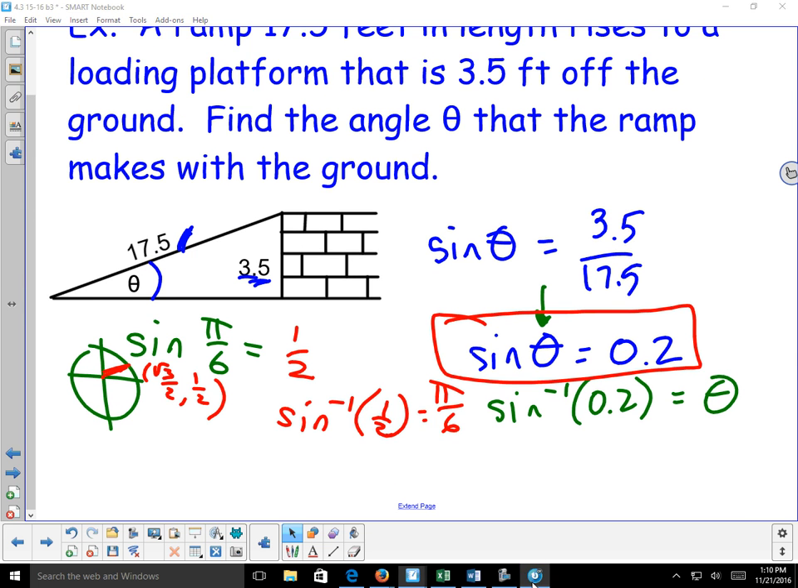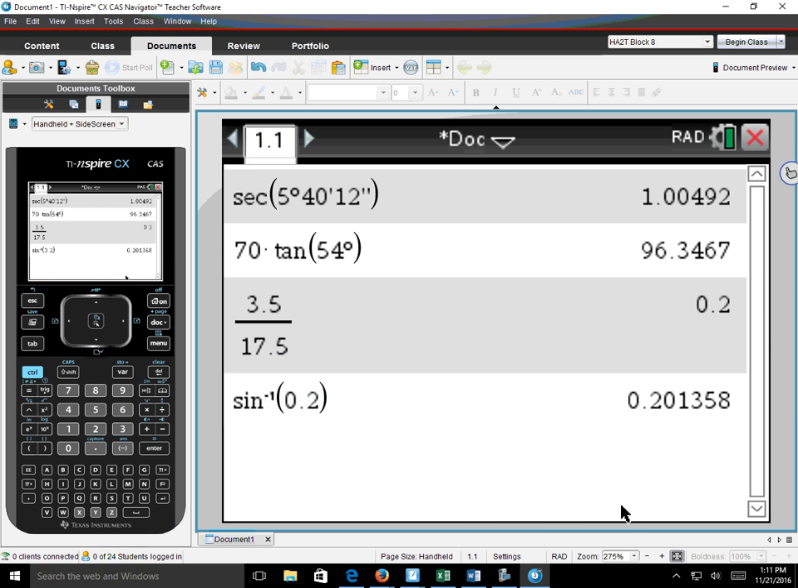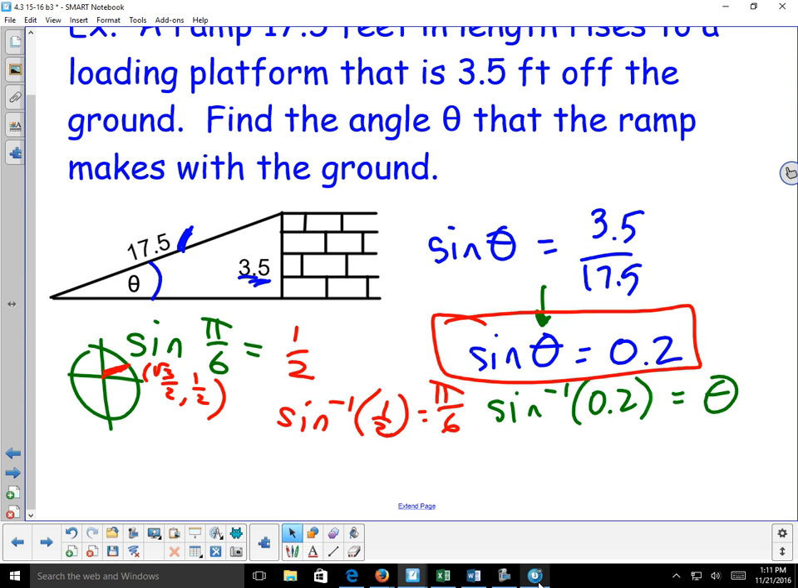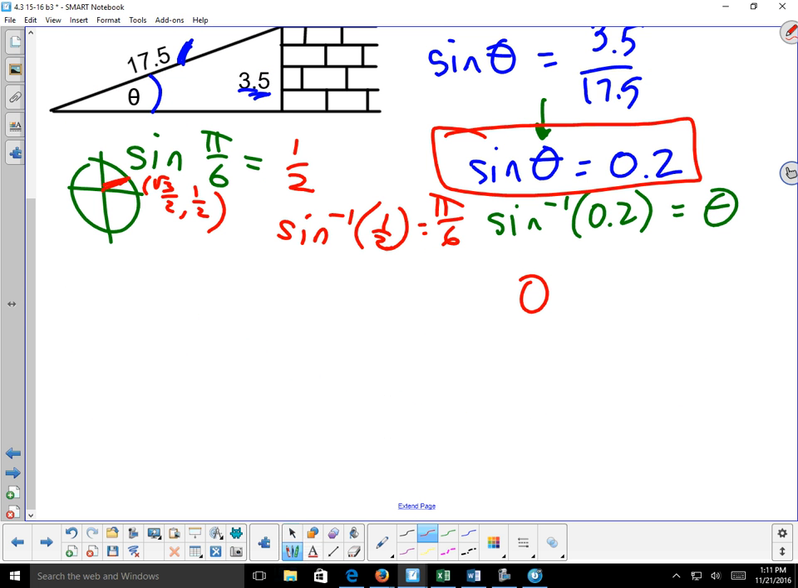So when we do this on our calculator, I get 0.201. What units is this? Radians. Degrees. No, radians. I think our calculators, we agreed, are in radians, right? So this is 0.201 radians. So how do I convert that to degrees? I get theta is equal to 0.201, is that right? 0.201?